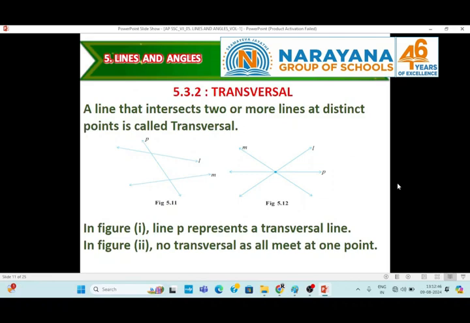So now next one. What about a transversal? A line that intersects two or more lines at distinct points is called a transversal. So from the first figure, line P cuts the lines L and M at more than one point. So P is a transversal. But in the second figure, line P is not intersecting the lines L and M at more than one point. It is intersecting at only one point. So in the second figure, line P is not a transversal.